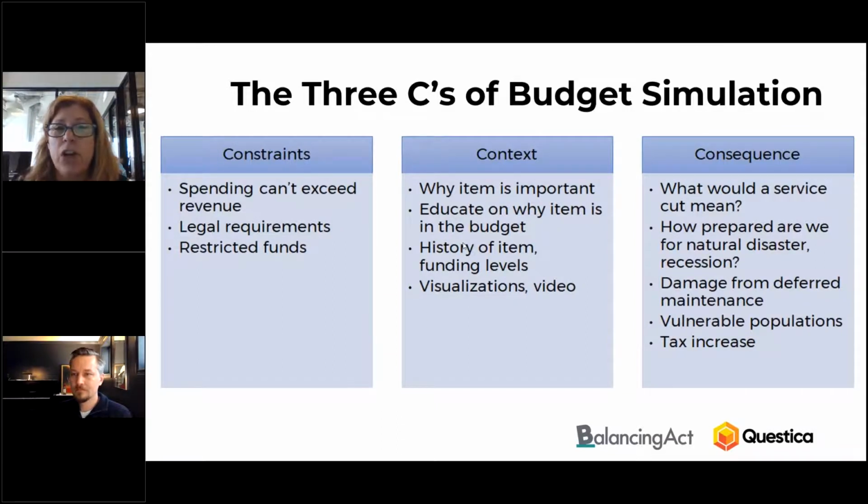Next, context. What does it mean if we cut something or add revenue? Has it recently been increased? Did we recently add 5 more people? The context has to be there, and of course, consequences. People have to understand, if we add something, what does it mean? What is a tax increase? What about vulnerable populations? Should we defer maintenance, even though it's tempting? Often they suggest that you don't do that. So this is what a budget simulation can do, as opposed to just a plain Survey Monkey survey.